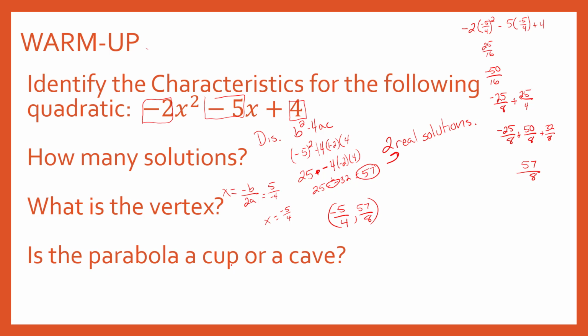Is the parabola a cup or a cave? In other words, does it make a cup, bowl up, or does it make a cave, bowl down? Well, we should realize that we have a negative a value, so this is going to end up being a cave, bowl down.